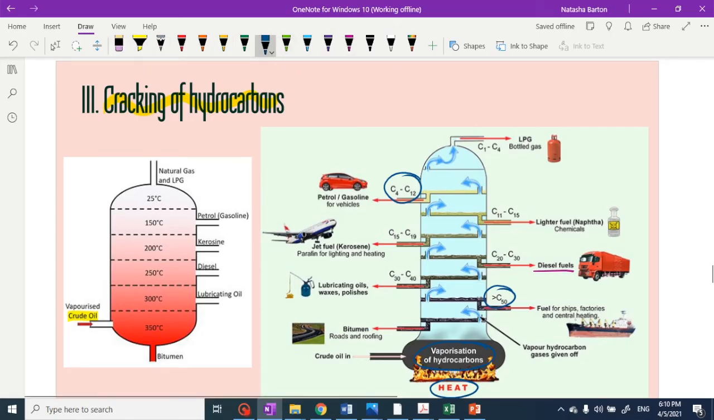purposes. So your shorter chains are, for example, used as petrol. A little bit longer and we're at kerosene or jet fuel. A bit longer and we're at diesel. Okay, so that's what your fractional distillation is for.